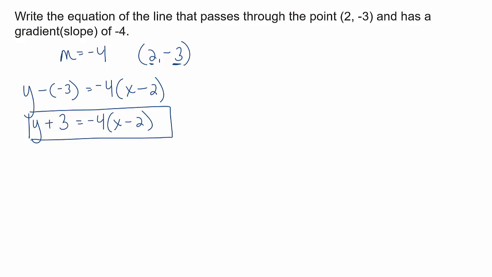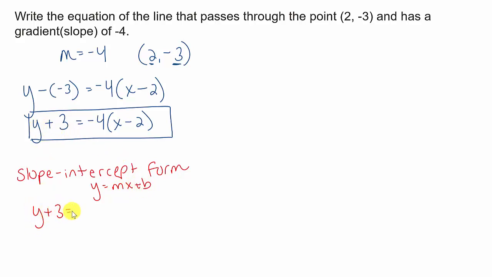You're done, okay? However, for the purpose of this video, because you need to know it, we are going to look at how to change that into the other forms. So if I want to write this in slope-intercept form, which remember was y equals mx plus b, then I just want to solve for y. So what that looks like is this. I have this form to start with from above, and I'm going to just start simplifying it.